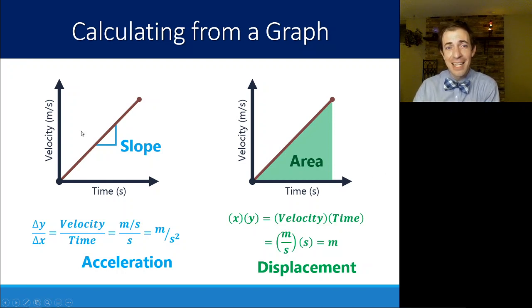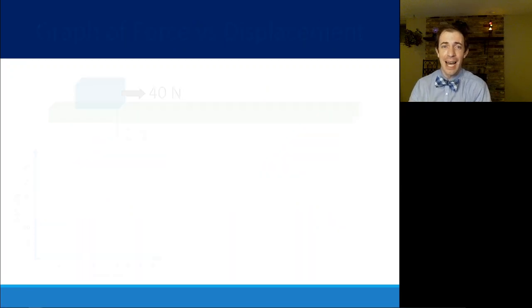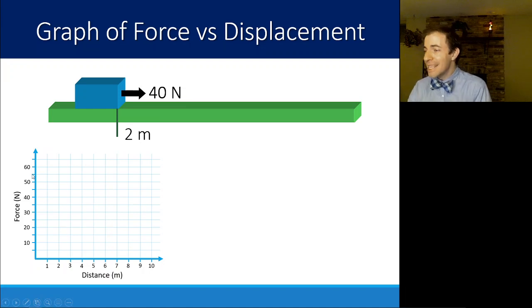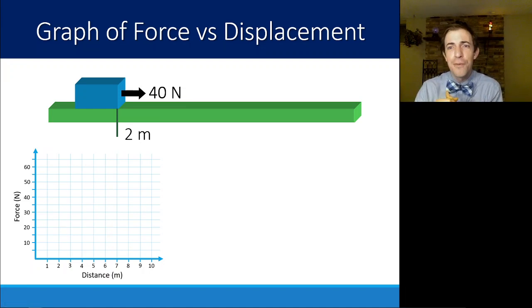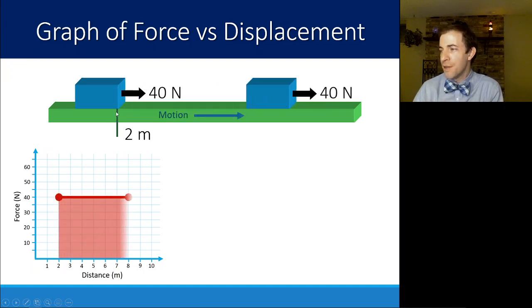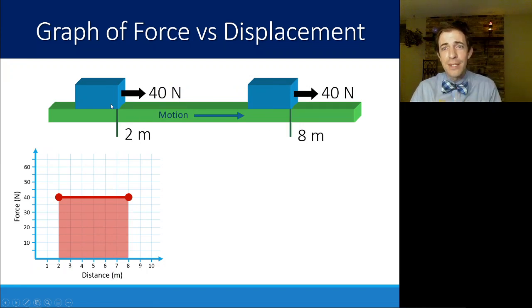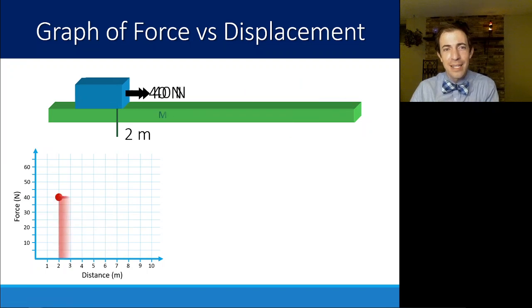Today we're going to look at a different graph, one that uses force and distance rather than velocity and time. So here, to make this graph, let's look at a very simple setup. Let's say that you pull or push this block with 40 newtons of force, and you allow it to go the entire distance with a very consistent force. And say we push it from 2 meters all the way to 8 meters with 40 newtons of force the entire time. We can see that again.